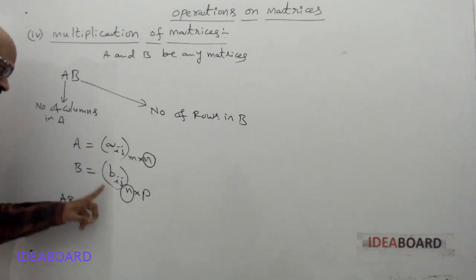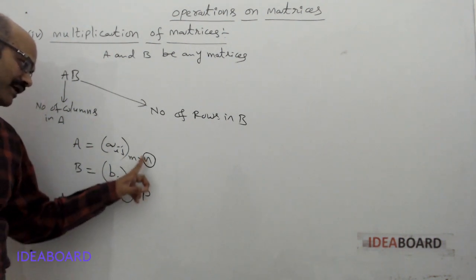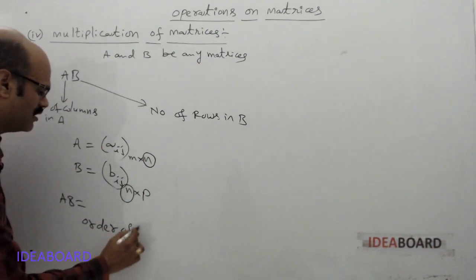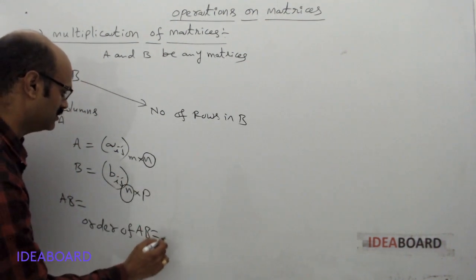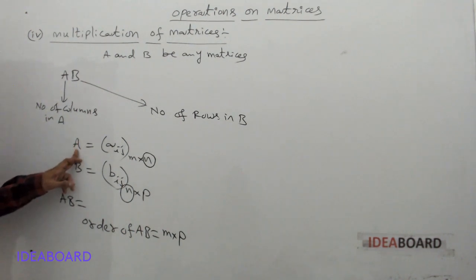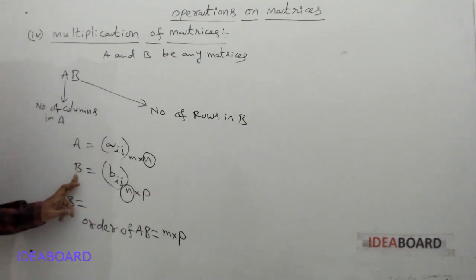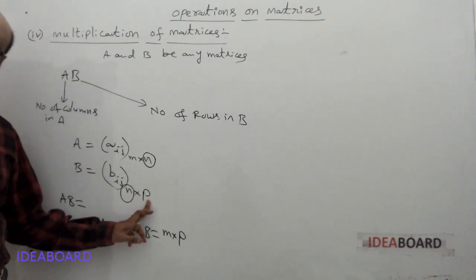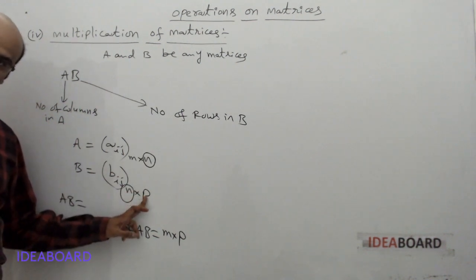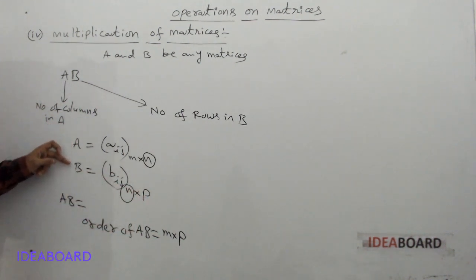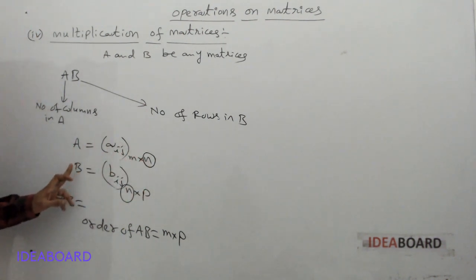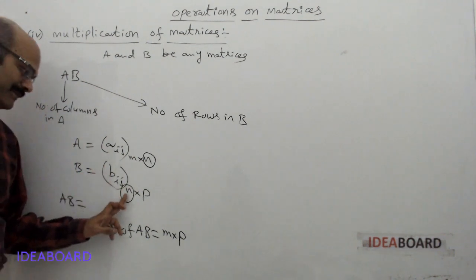The order of this matrix AB is equal to m by p. Suppose a matrix A has order m by n and the matrix B has order n by p. Now the order of AB is always equal to m by p. When you want to multiply two matrices A and B, we have to verify whether the number of columns in A is equal to the number of rows in B.